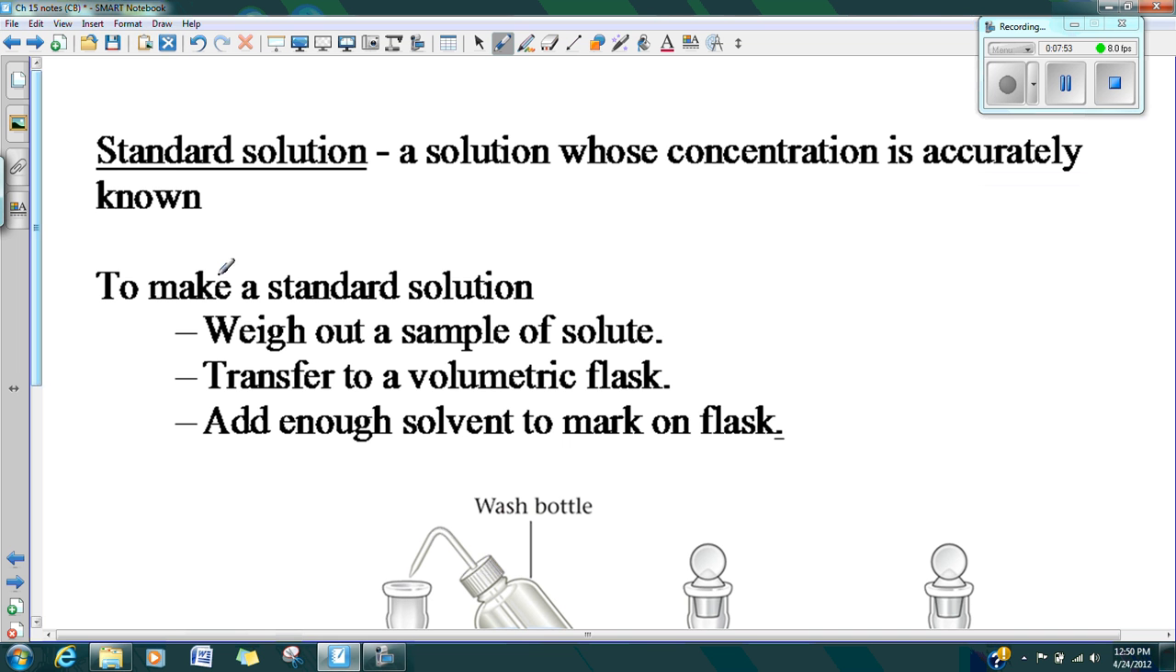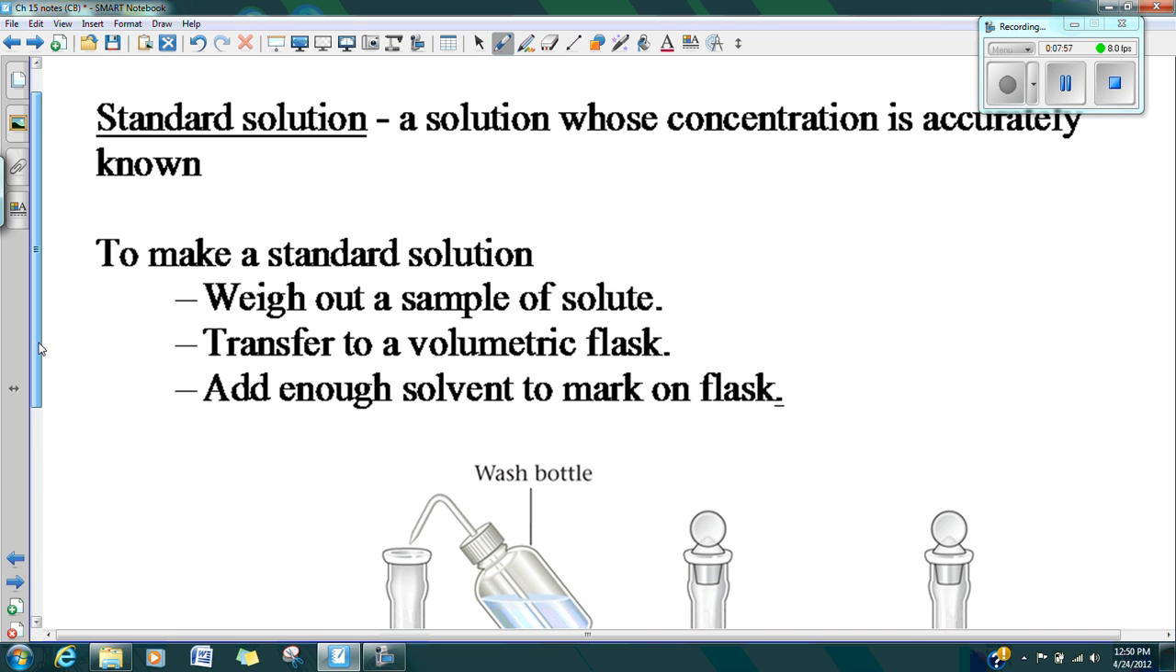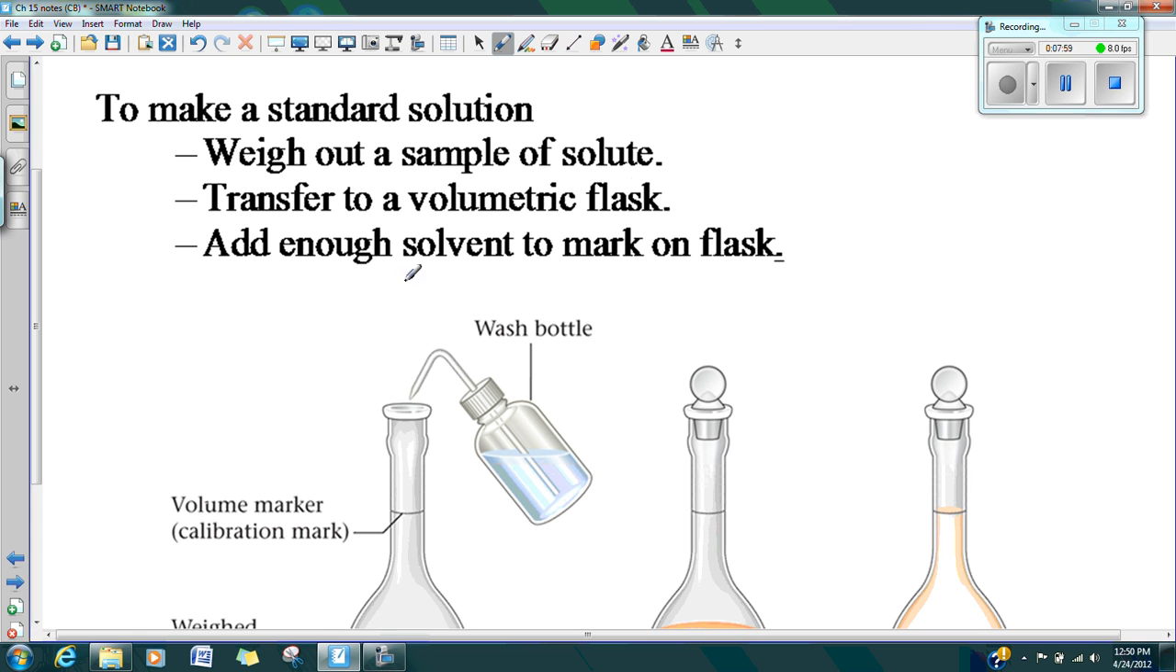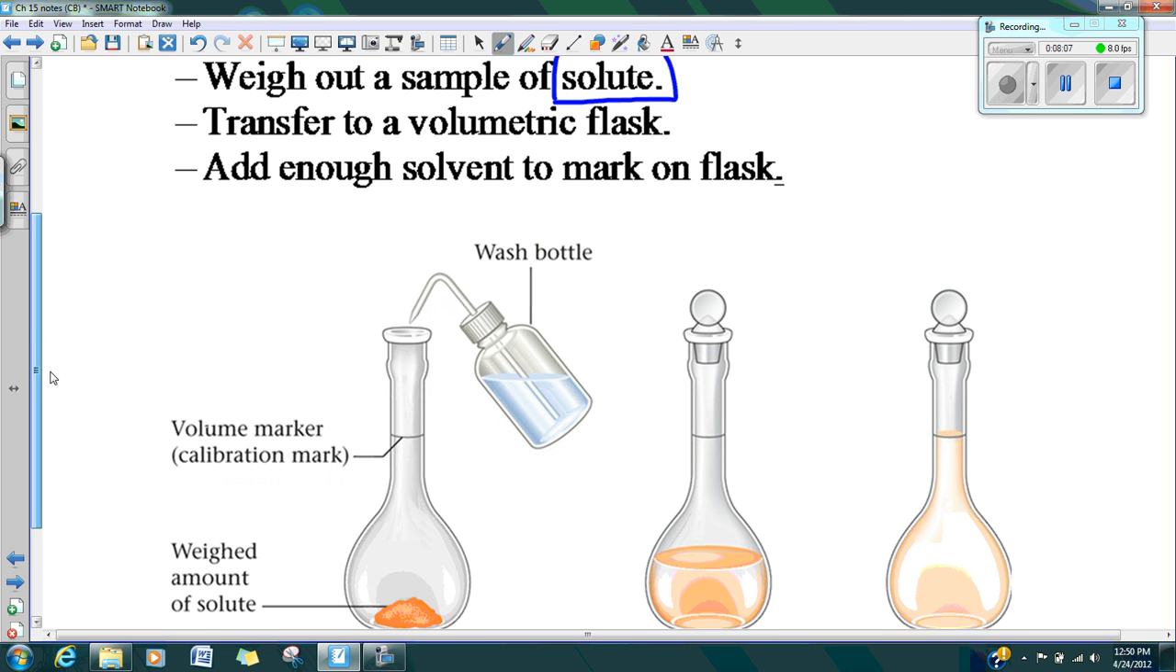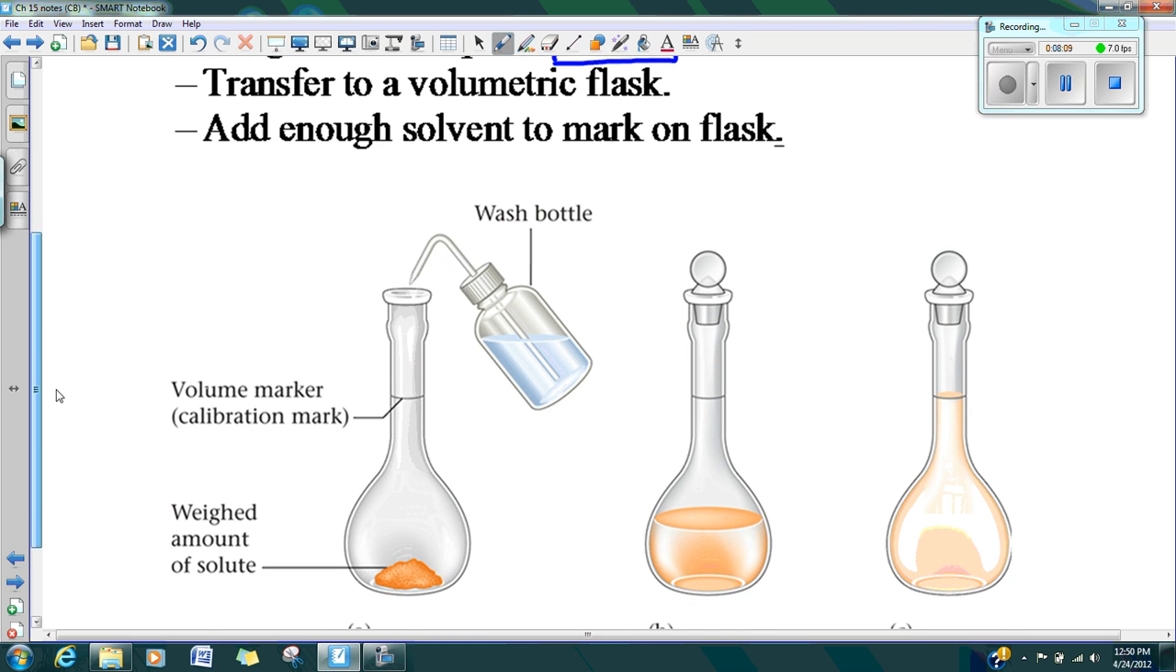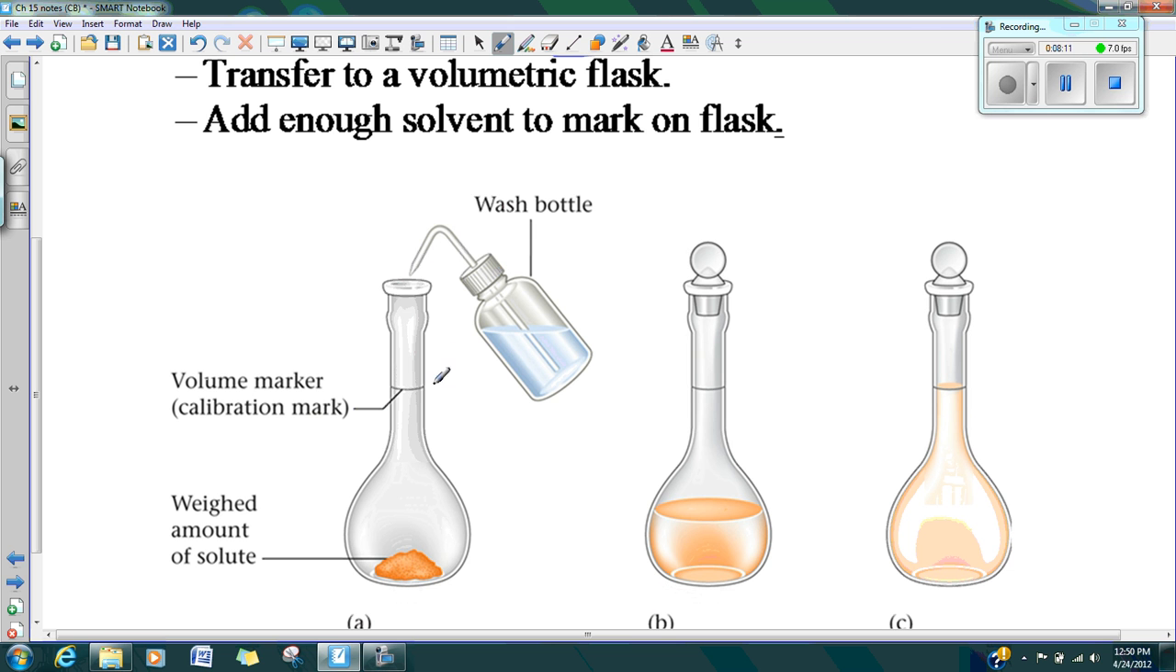All right, so standard solution, a solution whose concentration is accurately known. To make a standard solution, we need to weigh out a sample of solute. You can do that on the balance, make sure it's 0, put on your solid. Transfer to a volumetric flask. I've shown you this in class. And add enough solvent to the mark on the flask.